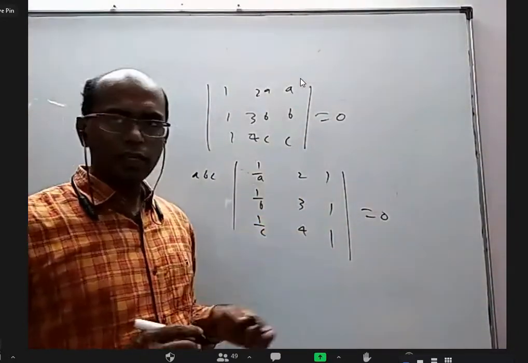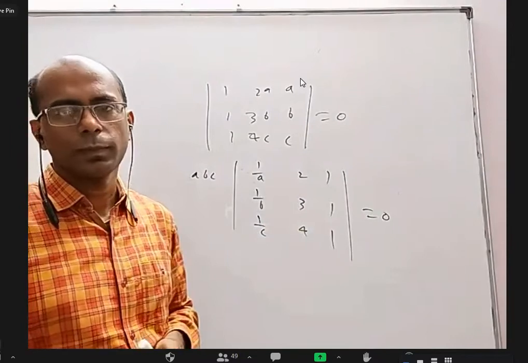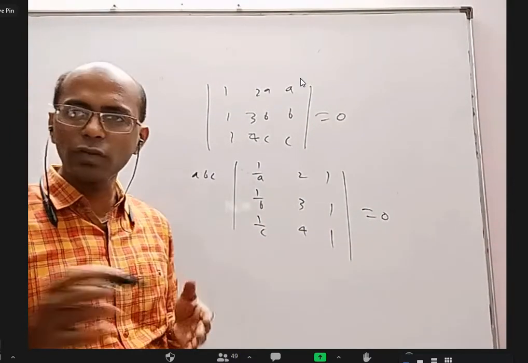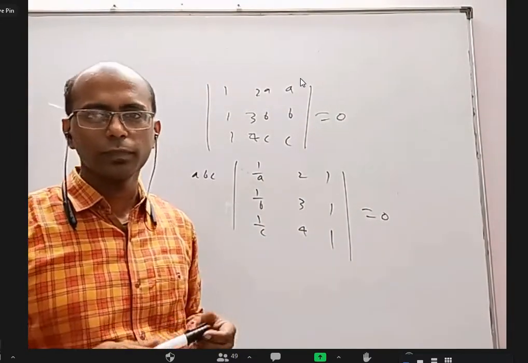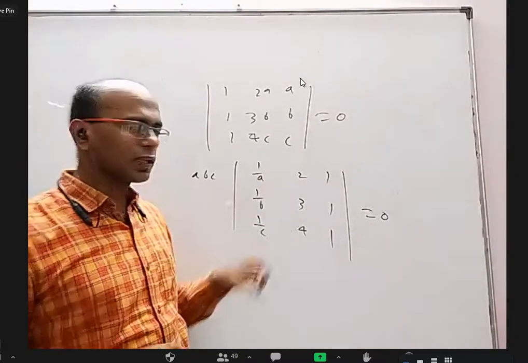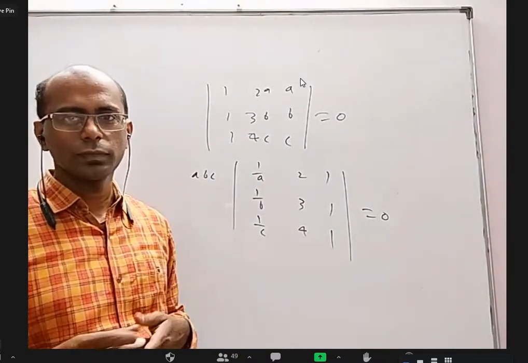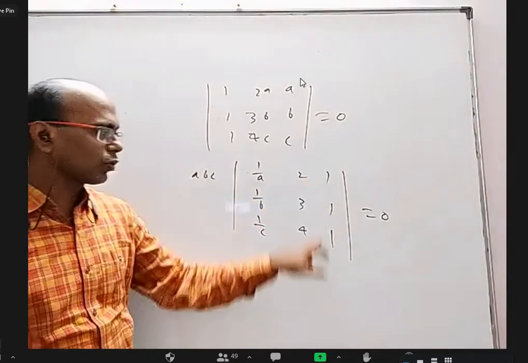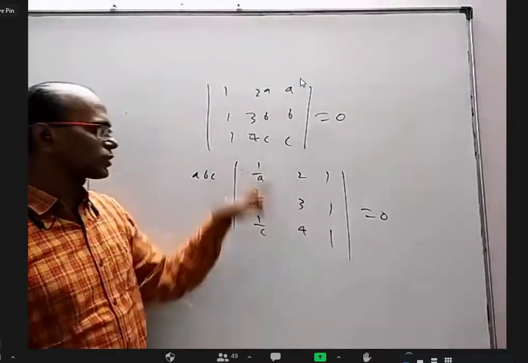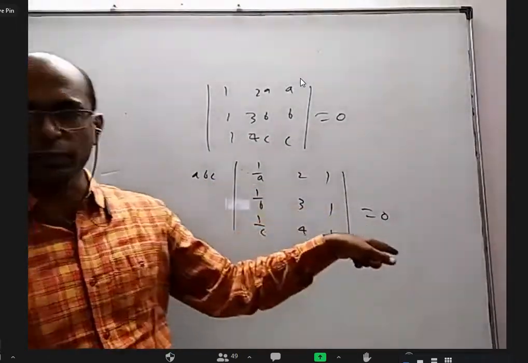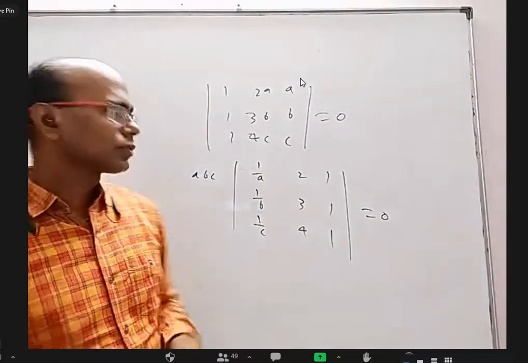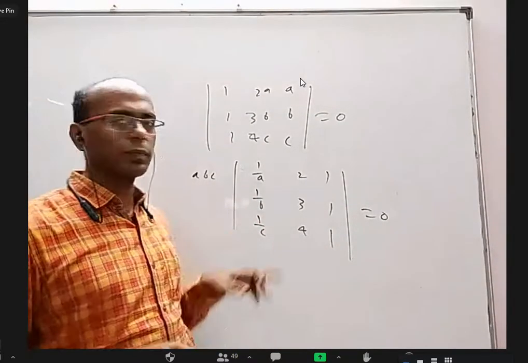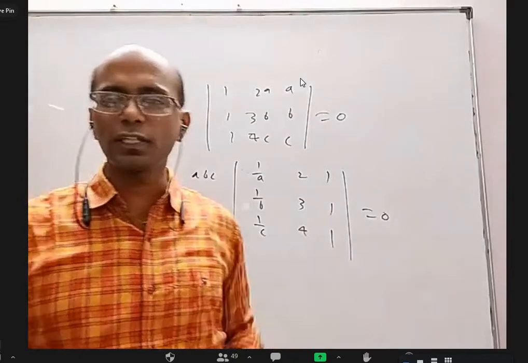1, 1, 1. Are they in arithmetic progression? No, sir. 1, 1, 1 are not in arithmetic progression. Yes, sir. 2, 3, 4. Are they in arithmetic progression? Yes, sir. If one row is in arithmetic progression, another row is in arithmetic progression, and if the third row also is in arithmetic progression, then the determinant will be 0, right? So I can say 1/A, 1/B, 1/C are in AP. Their reciprocals are in HP. So A, B, C are in HP.